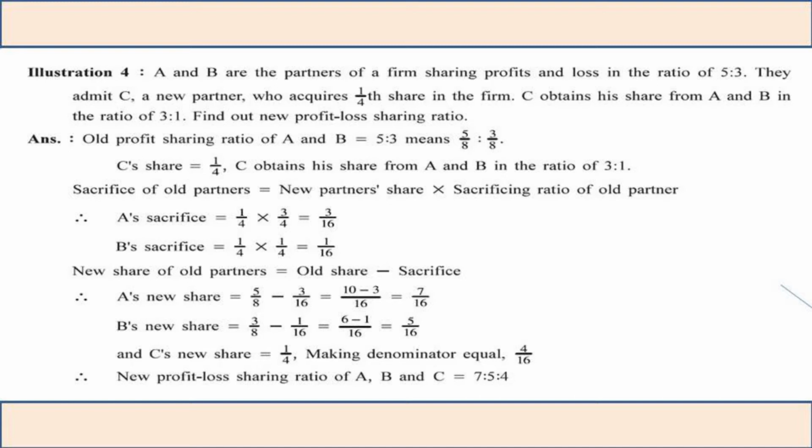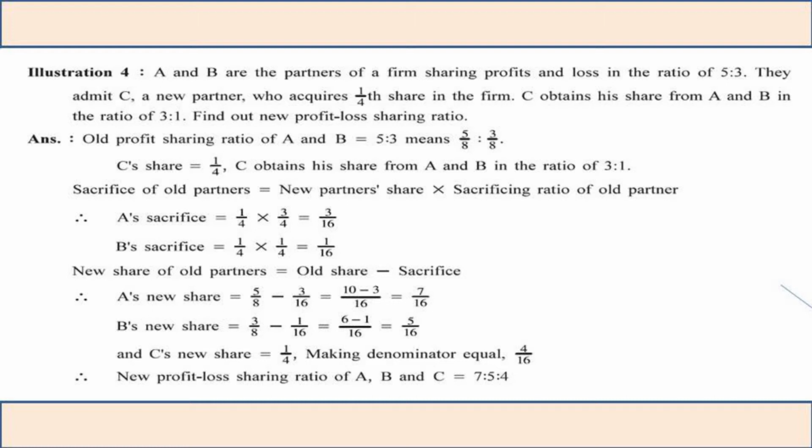Now, answer part. Old profit sharing ratio of A and B is equal to 5:3. It is given in question. 5:3 means 5 plus 3 is equal to 8. Means 5 by 8 and 3 by 8. Now C's share is 1/4 and C obtains his share from A and B in the ratio 3:1. Now we put the formula. Sacrifice of old partners is equal to new partner's share multiplied by sacrificing ratio of old partners.